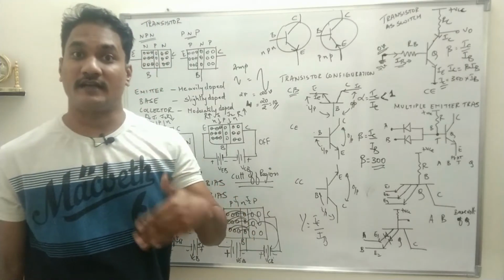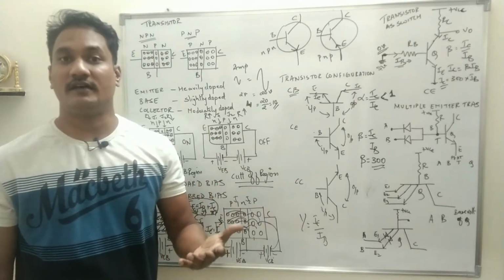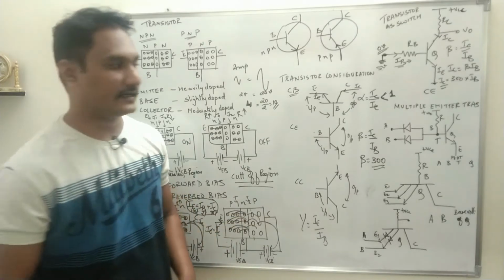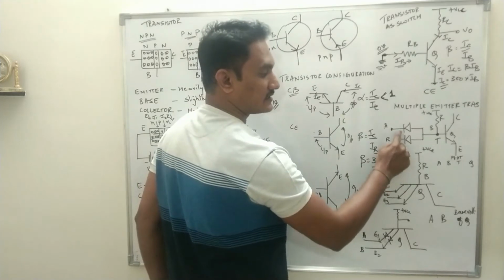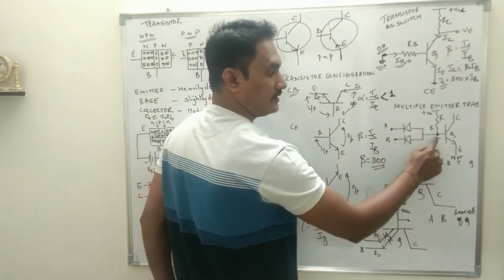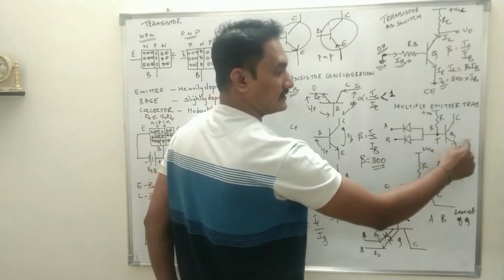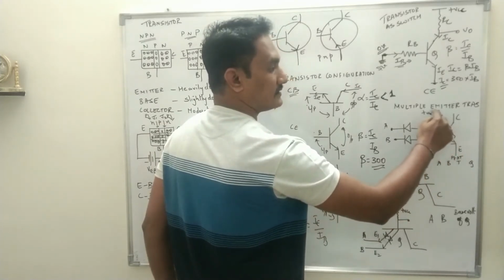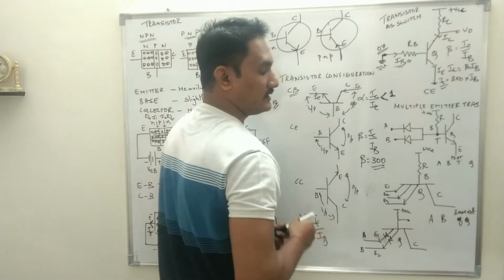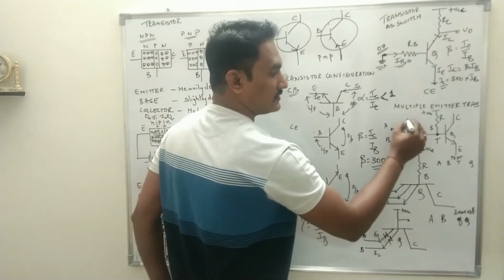So now we have to understand how a multiple emitter transistor is fabricated. So this is the transistor. Two PN junction diodes are used. This is terminal T, this is the transistor with one emitter, this is the base, and this is the resistance, and this is the power supply.